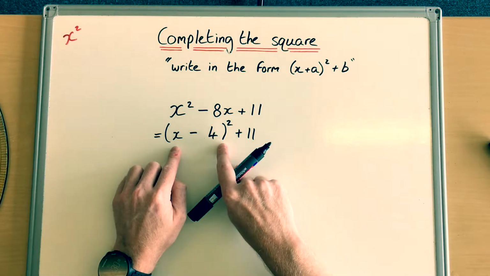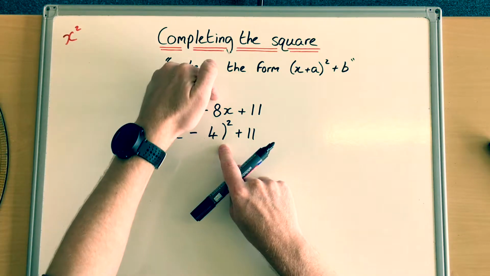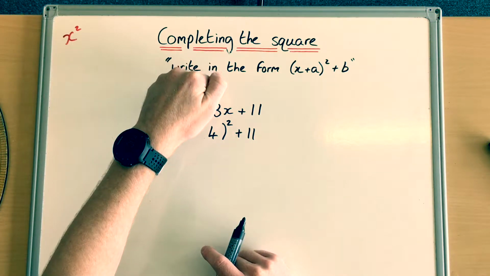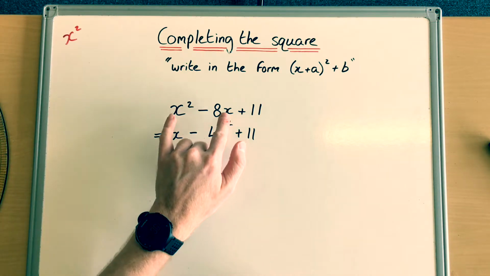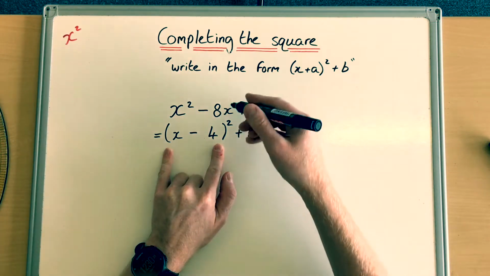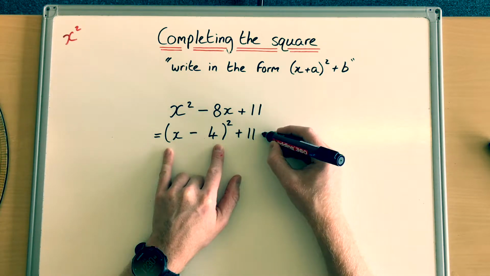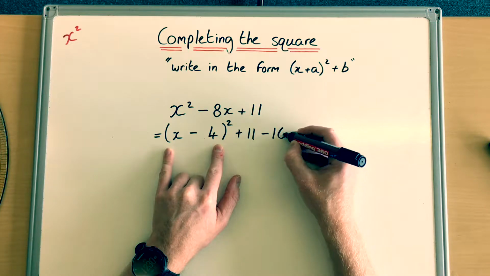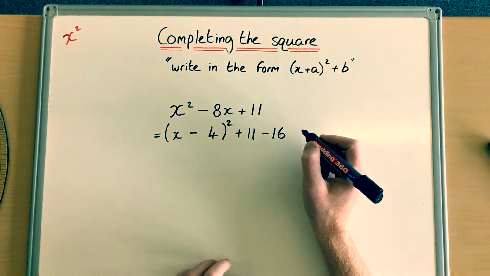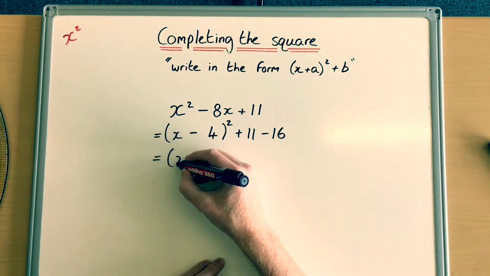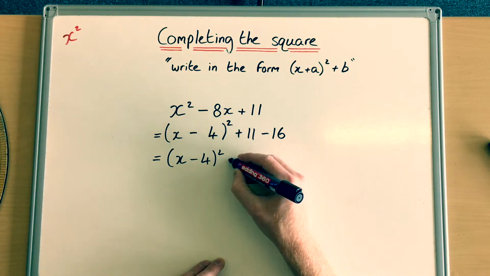Now if we were to expand out (x − 4)², we would get x², we would get minus 8x once we'd done FOIL and simplified, and we'd get an extra 4², an extra 16. So we can't just replace this with this because those two things are not equal. This contains an extra 16, an extra 4², so we have to take away that 4², that's 16. Okay, so that's what we do. Square the 4 and take it away. That gives us (x − 4)² + 11 − 16, which is (x − 4)² − 5.